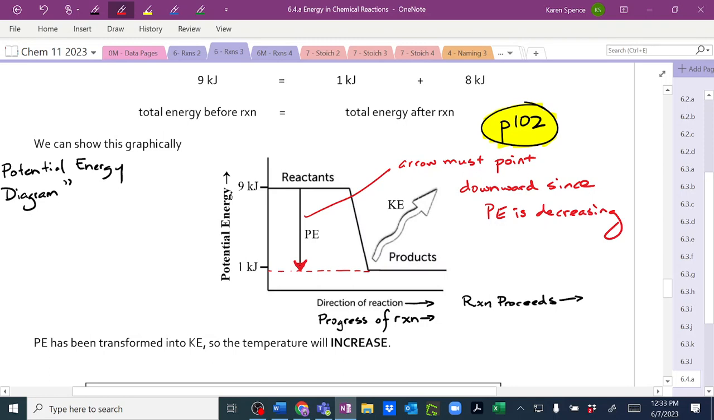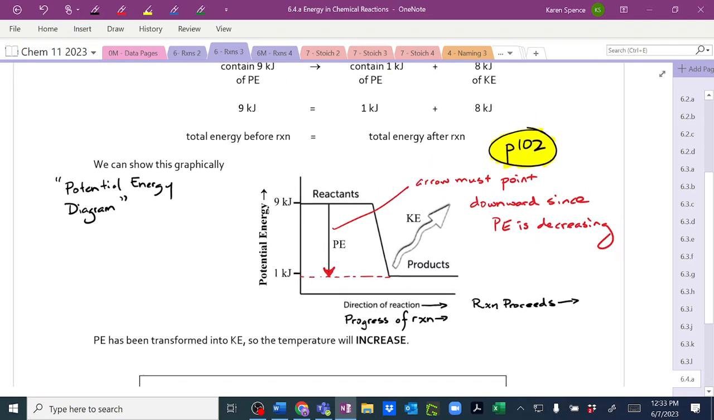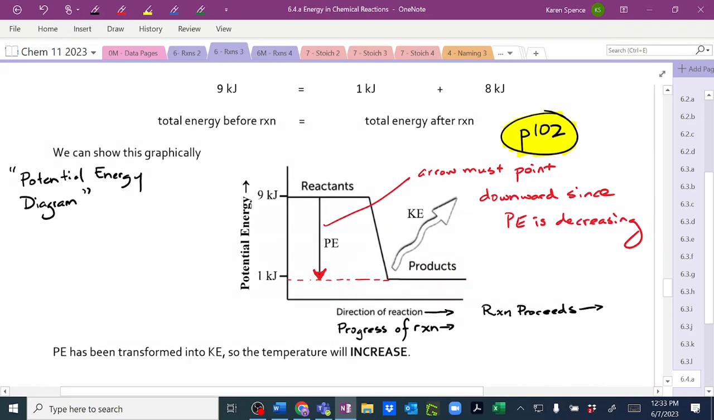Okay. And if the potential energy is decreasing, how is it that the potential energy is decreasing? Why is the potential energy decreasing? How has that come about? Did we throw it away? What happened to that potential energy? It was converted into kinetic energy.